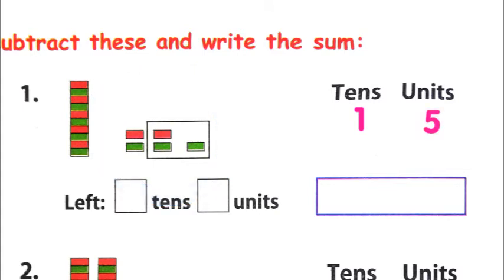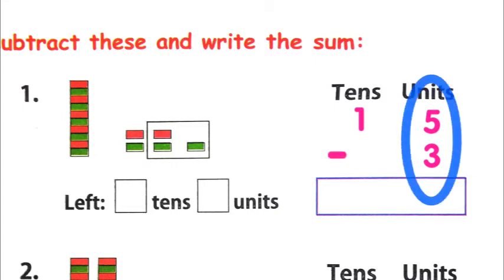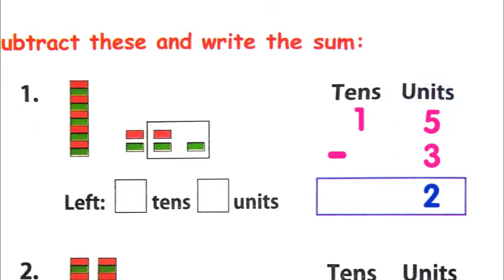Okay. Then they have circled 3 units. So what will we do there? We will write the 3 under the units. Now we have to subtract or cut. So 5 subtract 3 or 5 take away 3. What is the answer? It's 2. So we'll write 2 at the bottom.